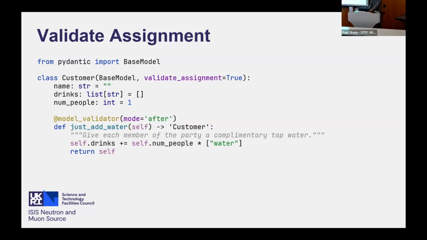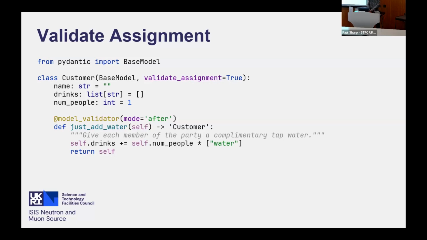So I've got a model validator here where we just add water to our customer. We've got self.drinks plus equals number of people times water. So we've added water to that list. Now, you might be able to see the problem here because this looks a little bit like assignment.